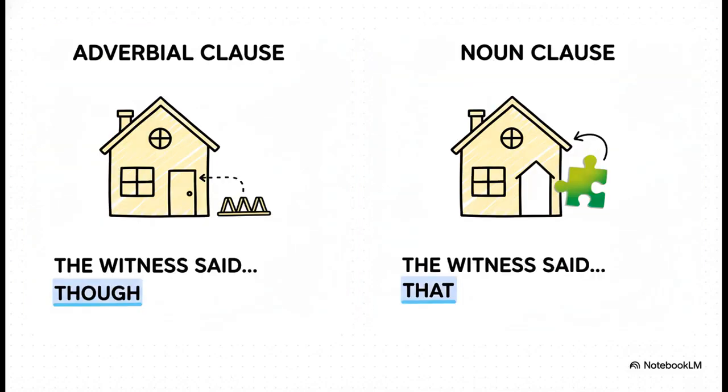And that leads right into the second crucial difference: their job. What are they actually doing in the sentence? Take a look at the adverbial clause. It's like an accessory you add to an outfit that's already complete. The sentence, "the witness said this," works perfectly fine on its own. But on the right, the noun clause is a core part of the outfit itself. The witness said, well, said what? It's an incomplete thought. It needs that noun clause to fill in the blank and make sense. It's a required puzzle piece.